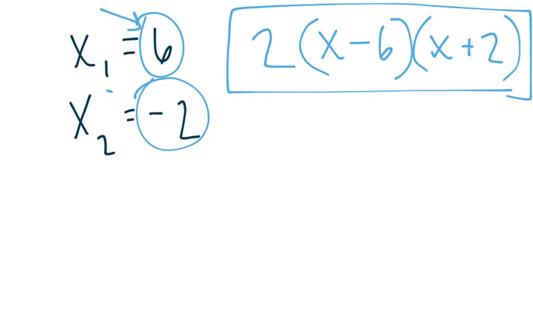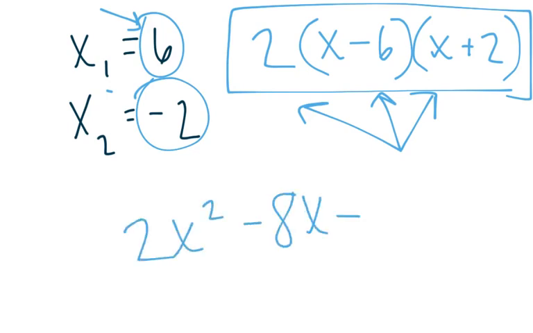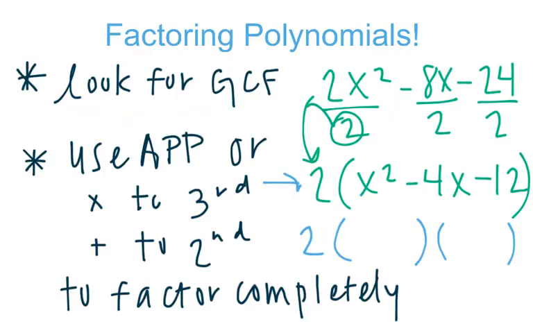And that is completely factored. That's a polynomial factored completely. And if you wanted to, you could use the box or the FOIL method to multiply these two things and then multiply everything by 2, and you should get our original polynomial of 2x squared minus 8x minus 24.